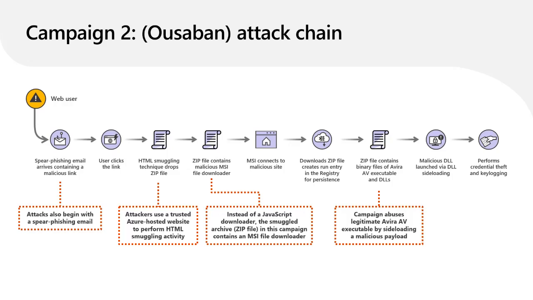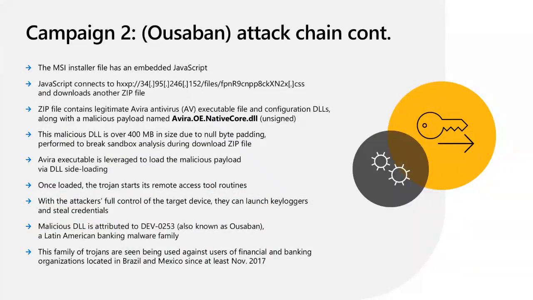So this actually is one of the interesting campaigns because, as we saw, the MSI file has an embedded JavaScript, but here again, the behavior of masquerading is being done. Although the extension of the file is .css, it downloads another zip file. It's not a .css file, but a zip file containing a legitimate Avira antivirus executable file and configuration DLLs, along with the malicious payload. As I mentioned, the DLL is manipulated.